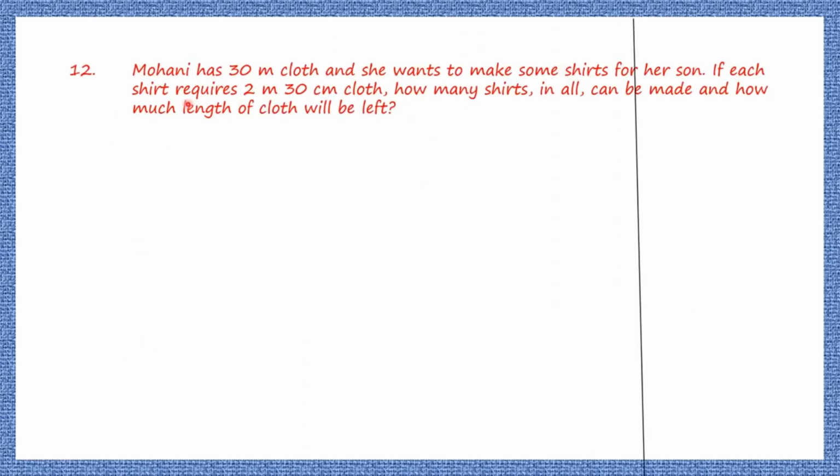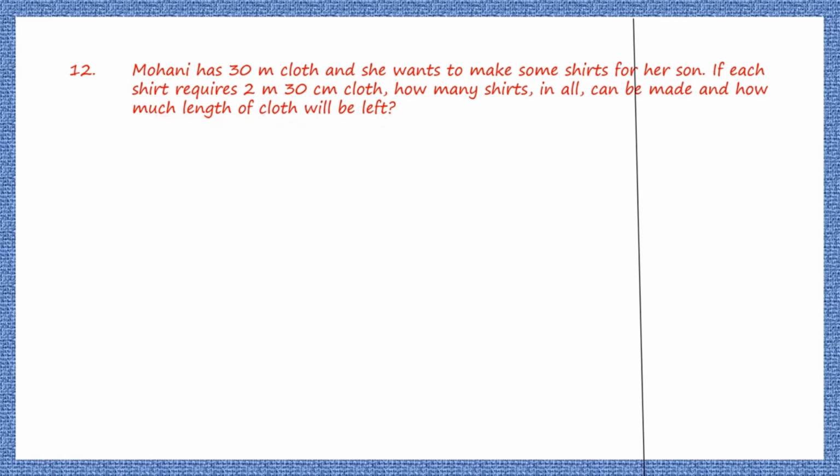Question 12. Mohani has 30 meters of cloth and she wants to make some shirts for her son. If each shirt requires 2 meters 30 centimeters of cloth, how many shirts in all can be made? And how much length of cloth will be left? So the question says that Mohani has so much of cloth with her and she's going to make some shirts for her son. Now for one shirt you will need 2 meters 30 centimeters of cloth, but she has 30 meters totally, isn't it? Now we have to find out how many shirts can be made and there will be some cloth left, so we need to find out how much length of cloth will be left.